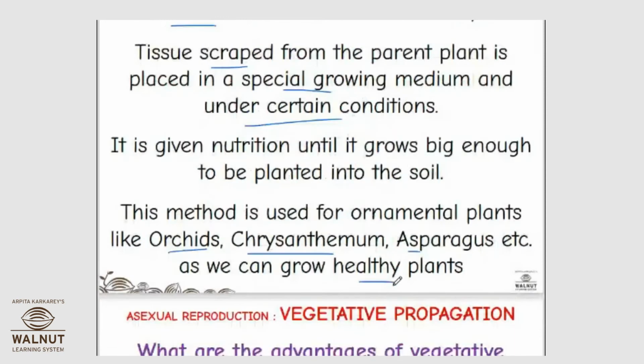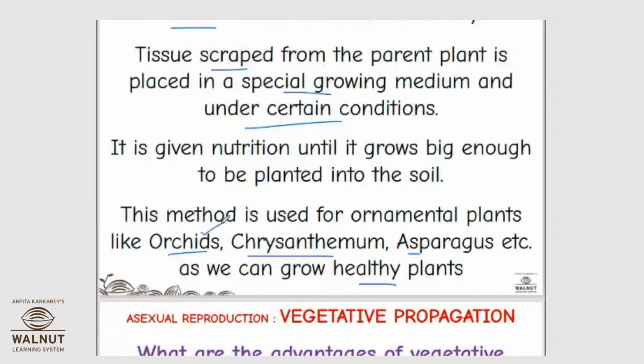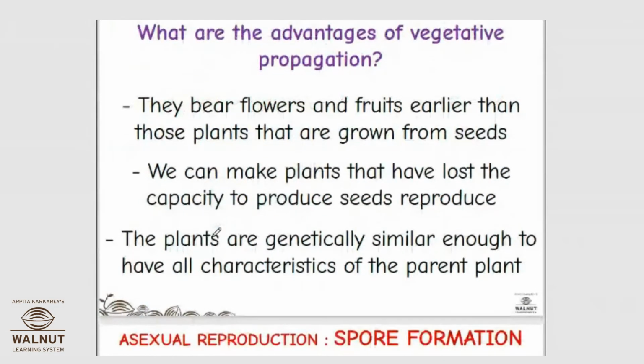These kinds of plants will not easily grow anywhere we want, so for them the initial stages of their growth have to be good. Nutrition is given to them, they are grown in the labs and then planted in particular pots with good nutrition. Now, what are the advantages of vegetative propagation?